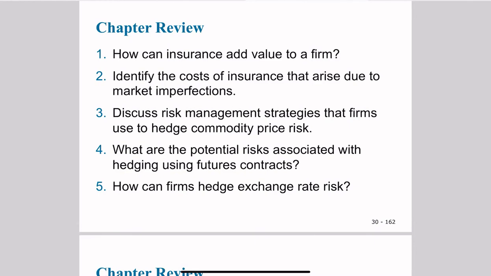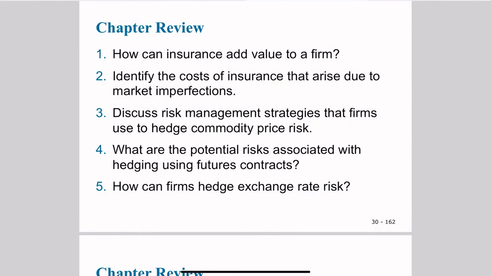And what else? Oh, insurance can help the firm to better manage its risk, right? So the idea is insurance firms have more skills in assessing risks and understanding risks. So they could help the firm to manage its own risk. Okay, identify the cost of insurance that arise due to market imperfections.